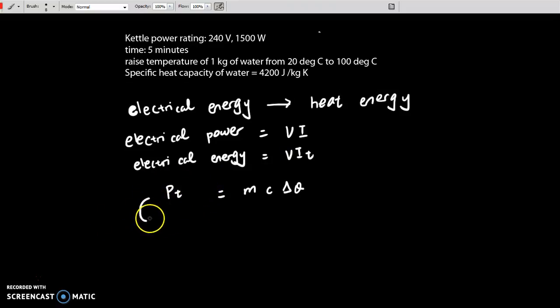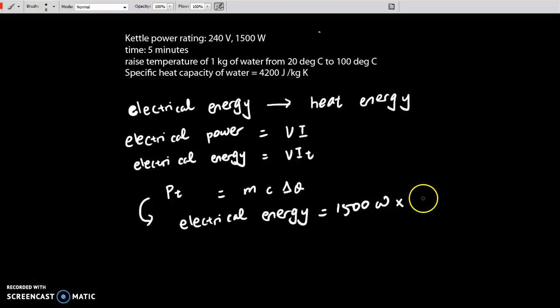So here, electrical energy is power times time, so that's 1500 watts multiplied by 5 minutes multiplied by 60 seconds, and that should give me 450,000. 1, 2, 3, so I should have 4 zeros, correct? Joules. So that's the electrical energy that I supply.